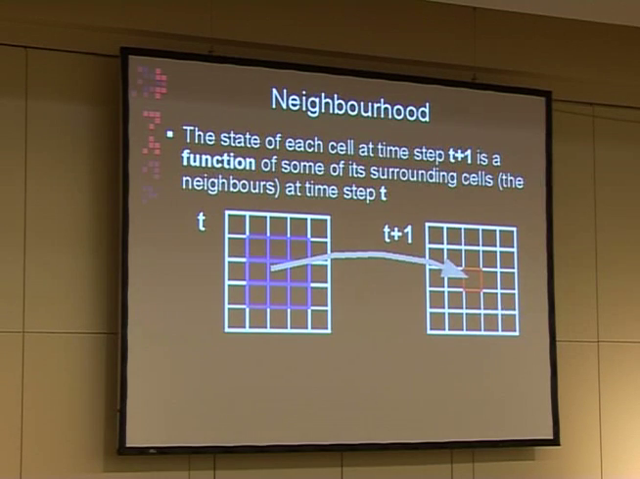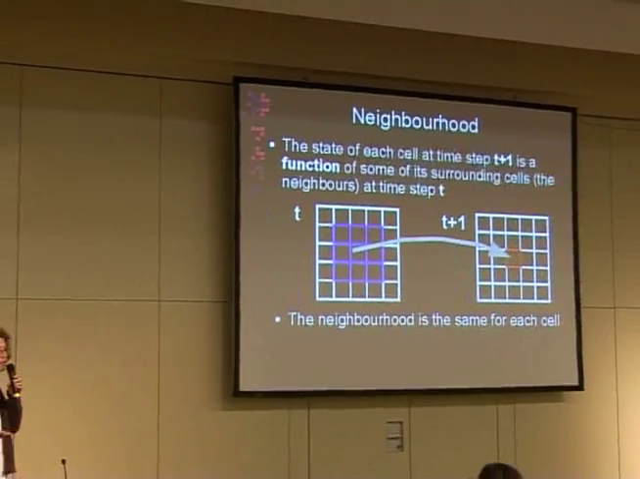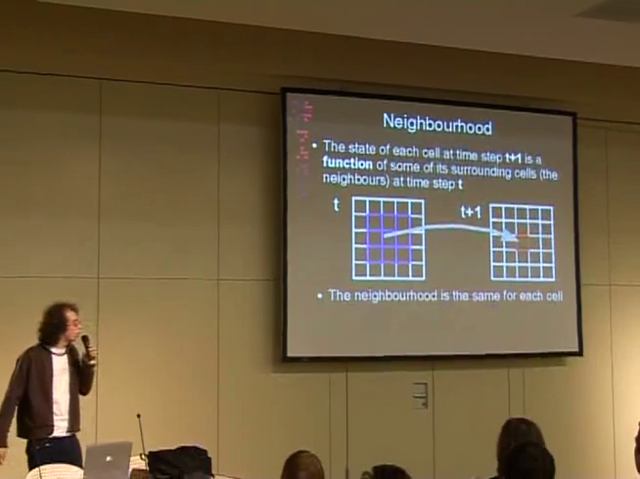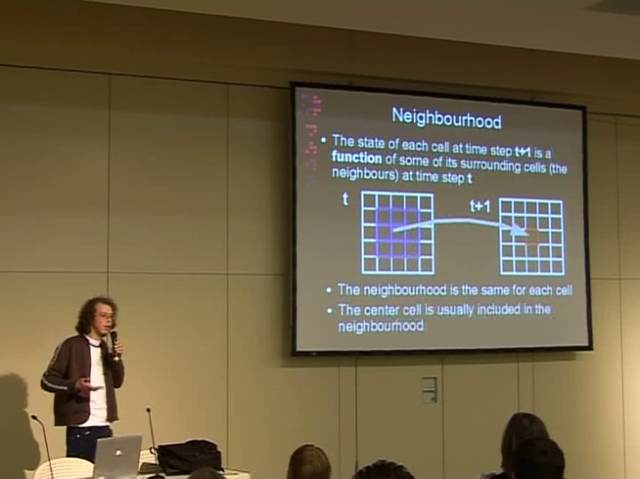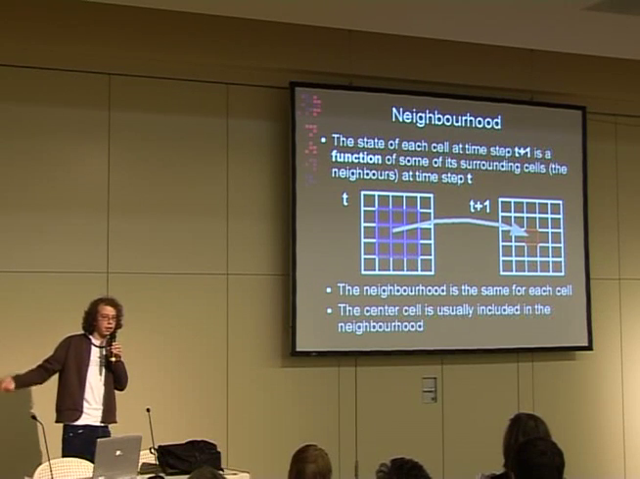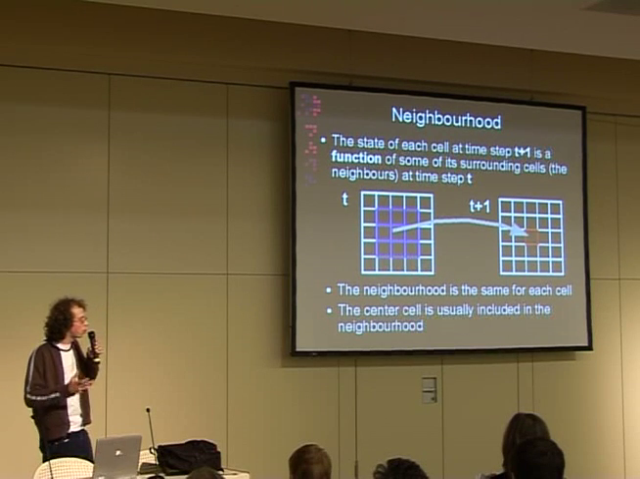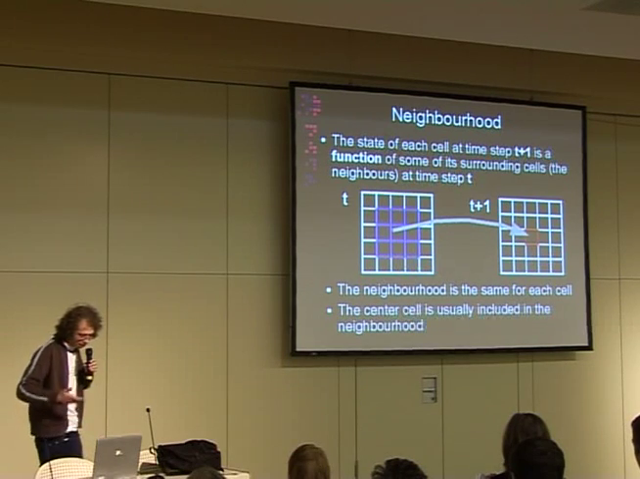So imagine it like this. The neighboring cells influence what the state of the center cell will be in the next time step. And each cell has the same relative neighborhood, so the same neighboring cells. And normally the center cell also influences which state it will have in the next state. So the center cell is also in the neighborhood. This could be confusing otherwise, because normally you wouldn't think of the center cell as a neighbor of itself.